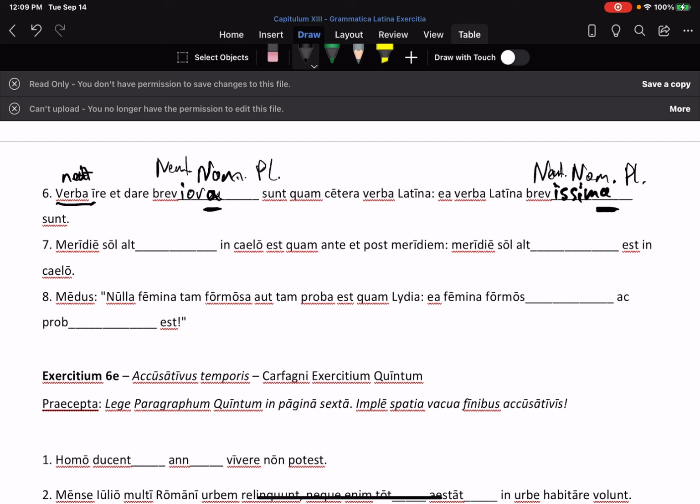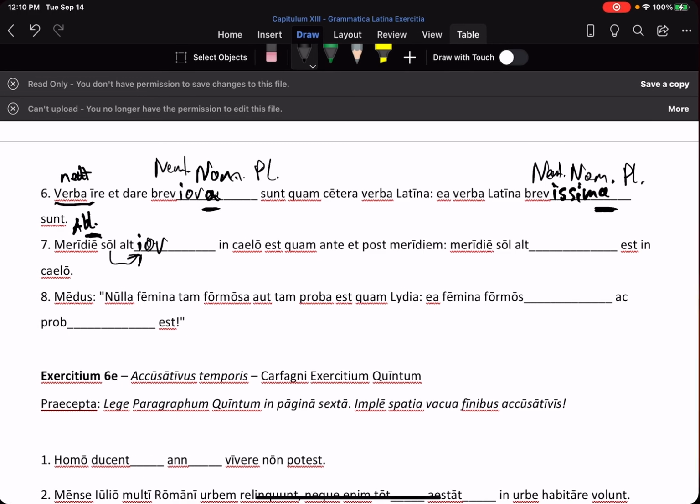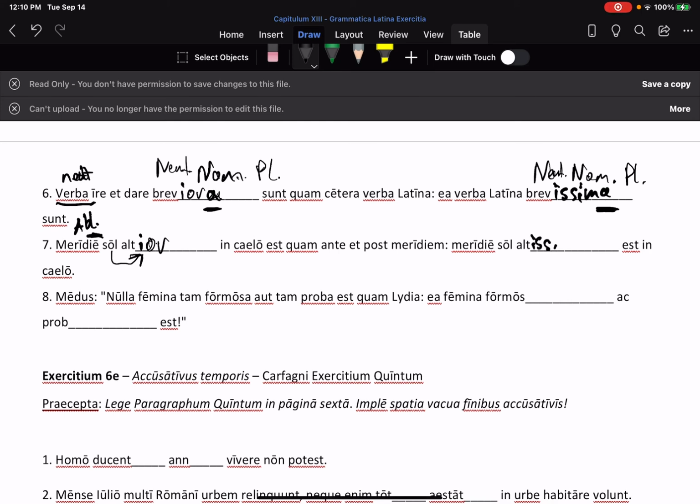Great. Number 7. Meridie, it is ablative of time, right? At midday. Meridie sol blank in caelo est quam ante et post meridiem. Sol bene. Altior est. Sol altior in caelo est. The sun is higher in the sky. Quam ante et post meridiem. Meridie sol altissimus est in caelo. And the us, because it's modifying sol, which is masculine.